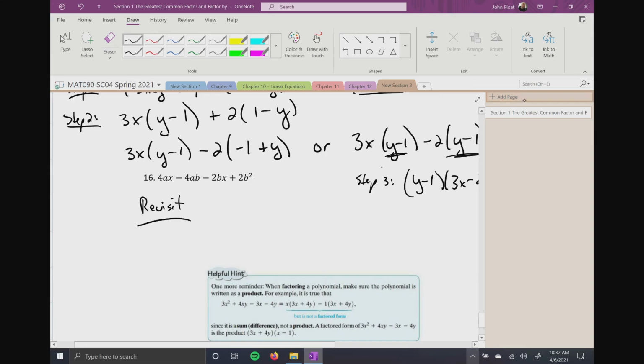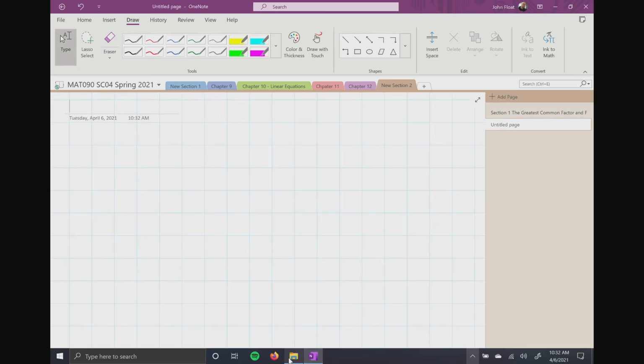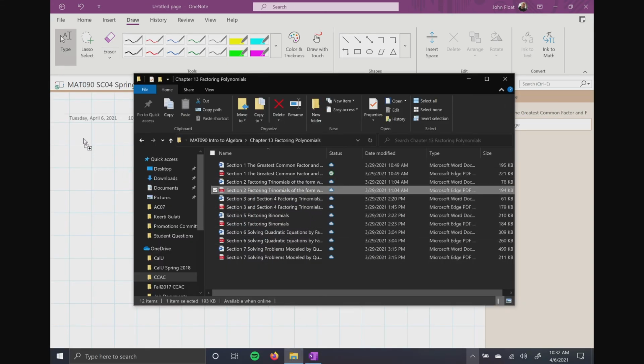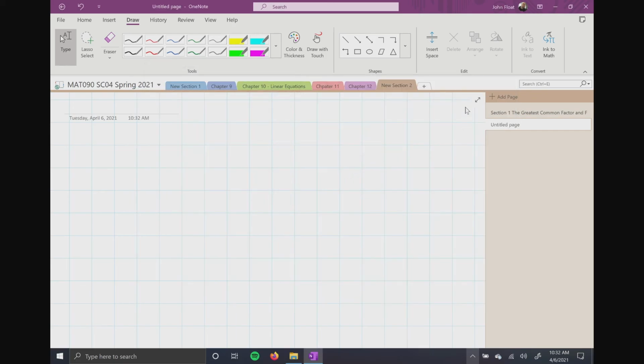Where is it? Oh, I have to import it. My bad. Because this one is actually very easy.